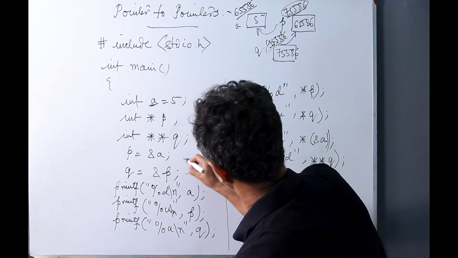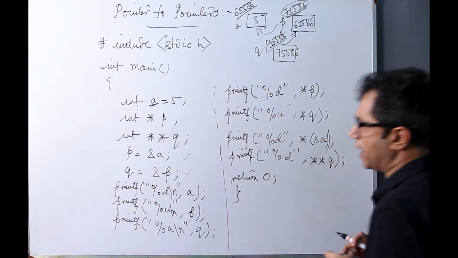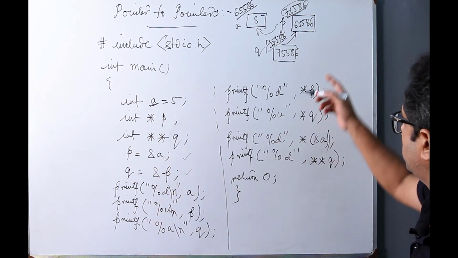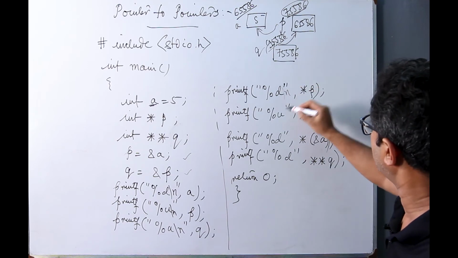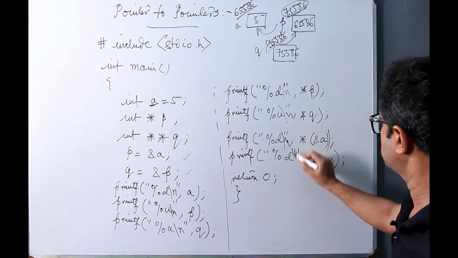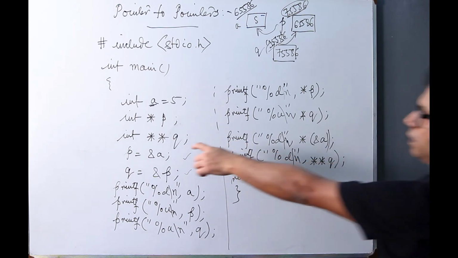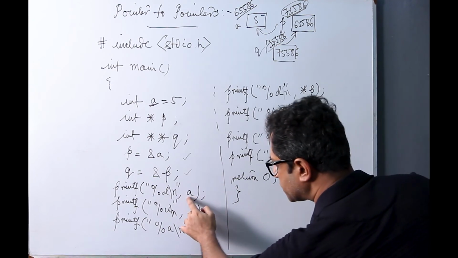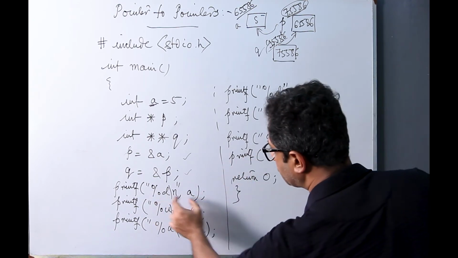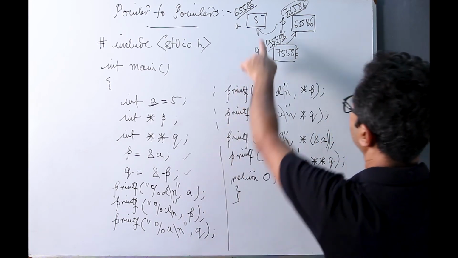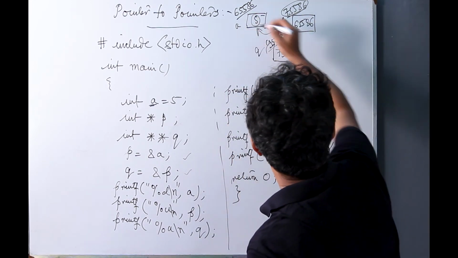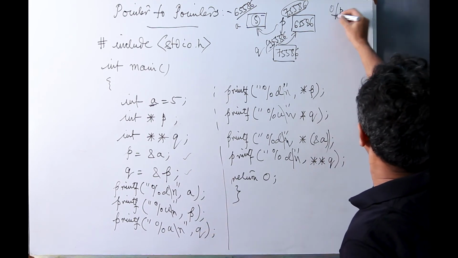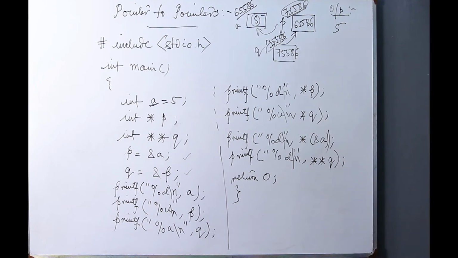Up to this I have written the memory map, and now I'm going to write the output in order to make you understand what will be the outputs in the different cases. So there will be new lines. The first printf is percent d of a. That means we are going to print whatever is in a, which is nothing but 5. So in the first printf statement we are going to get the output of 5.